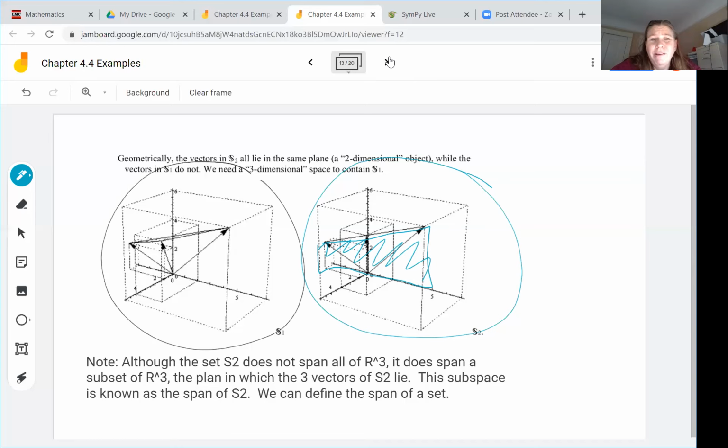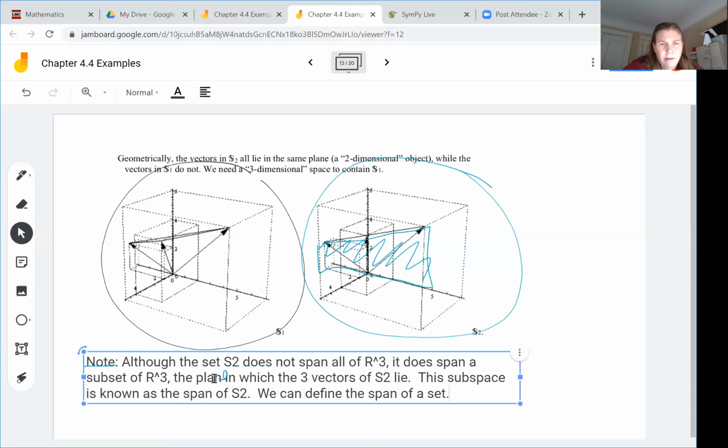So if we want to have a spanning set of R3, we need a three-dimensional space for our vectors like we have with S1. So we can see that if our vectors need 3D space, they span R3, but if they fit in a plane, they don't span R3. And then I put a note down here. Although the set S2 does not span all of R3, it does span a subset of R3, this should say the plane in which the three vectors of S2 lie. There you go, now it says plane.